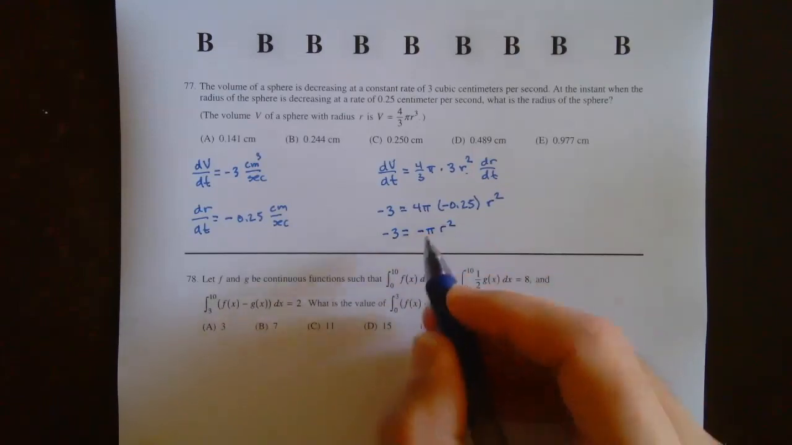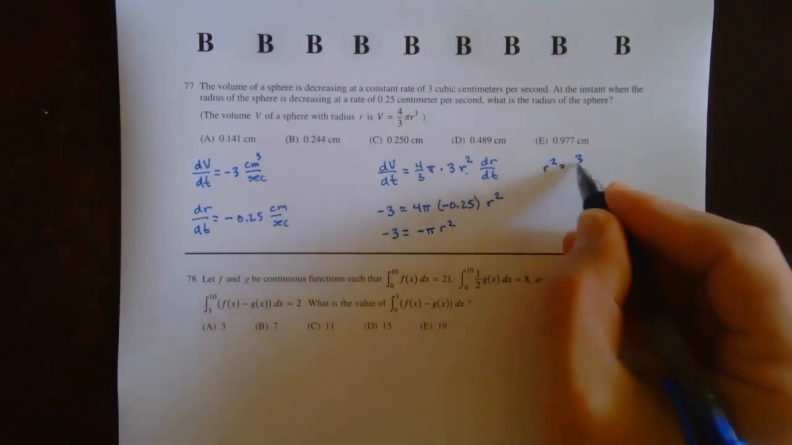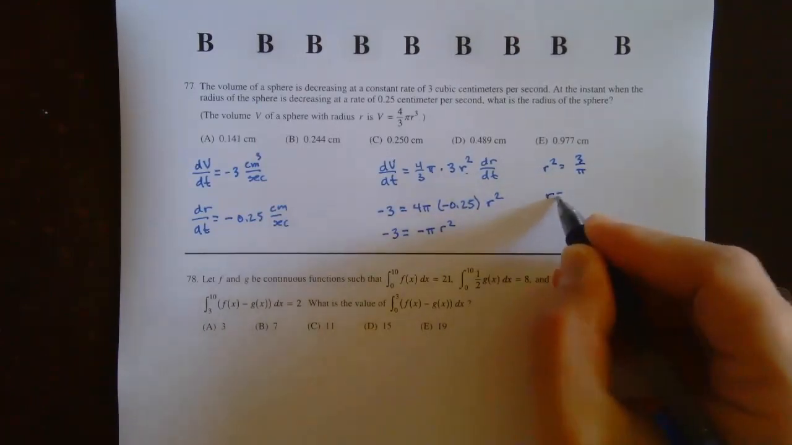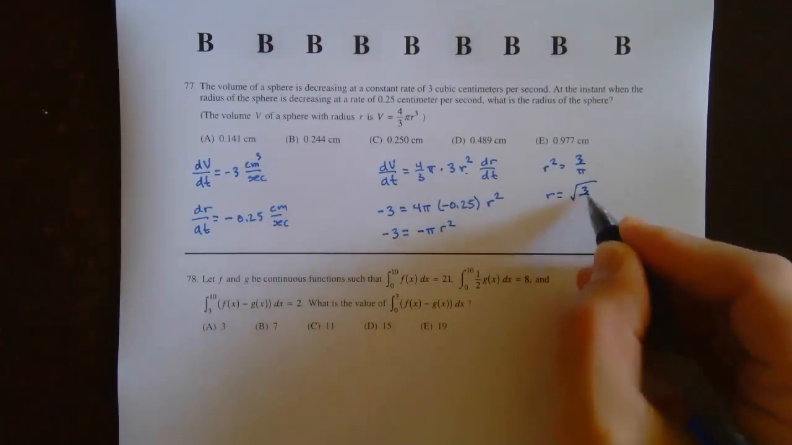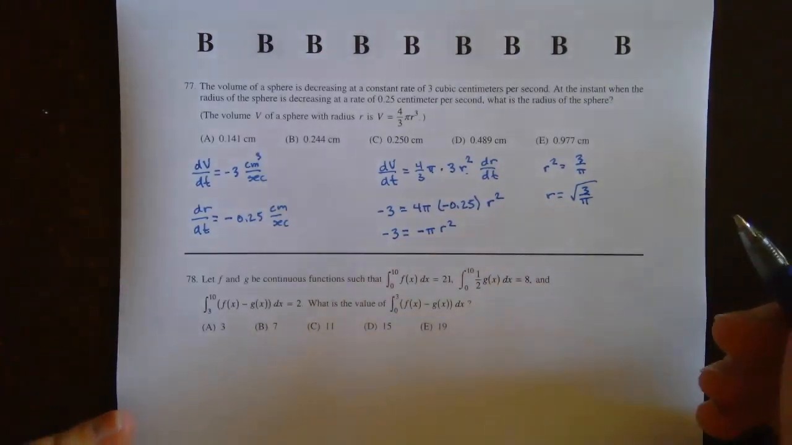r squared. So 3 over pi, I'm going to come up here. So r squared would have to equal 3 over pi. And so r would have to equal the square root of 3 over pi. Okay, and it'd have to be the positive one, right? Because radius is a length.